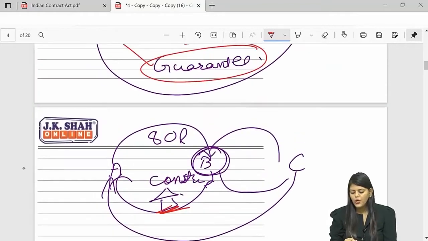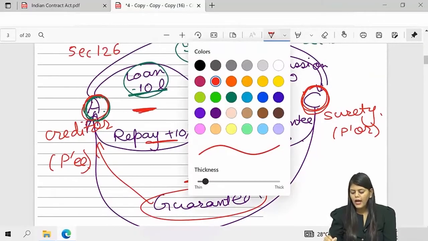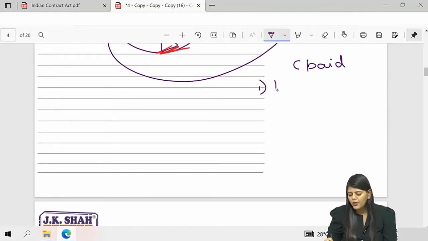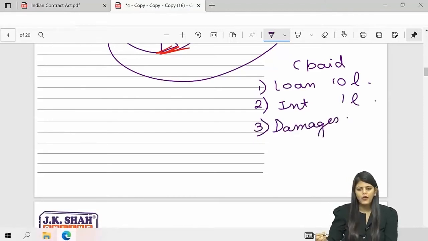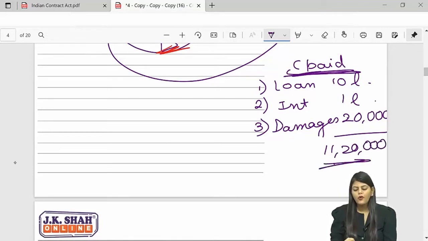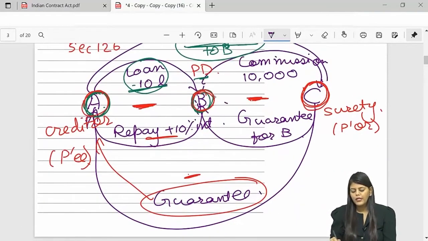And a very crucial point which I want to ask you here. What if I tell you B defaults? Therefore, poor C had to pay everything. What all amounts will C pay? C will pay first the loan of 10 lakhs. Secondly, he will pay interest of 10%, 1 lakh, plus damages also he'll have to pay because B delayed it. So let's say he paid damages of 20,000. So total, poor fellow C paid 11 lakh 20,000. Can he recover 11 lakh 20,000 from B later on? Yes, you will say. So he is trying to recover the full 11 lakh 20,000 from B.